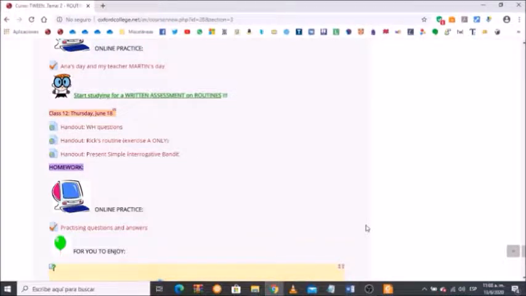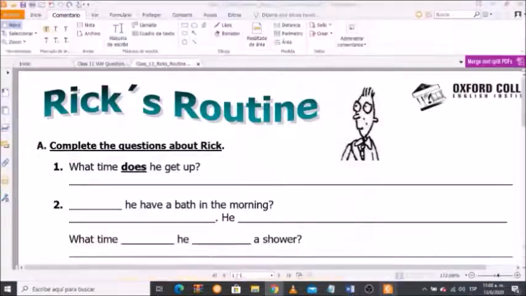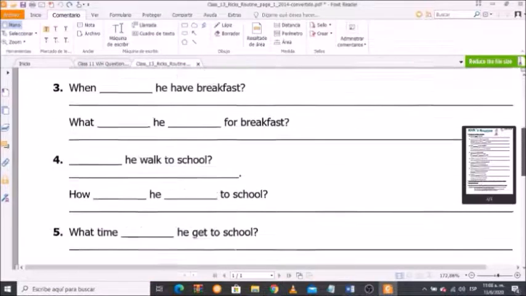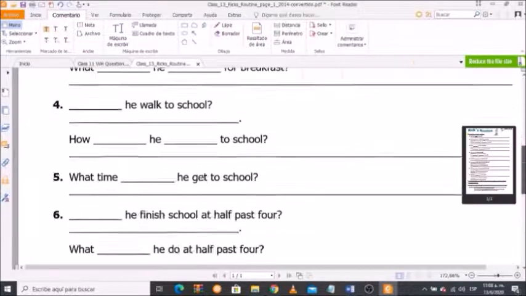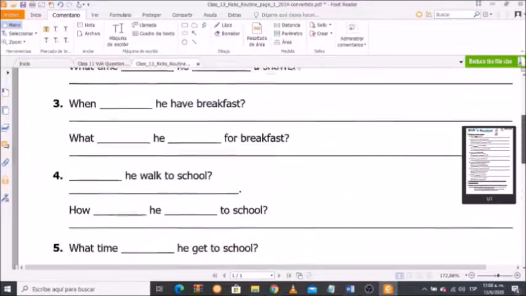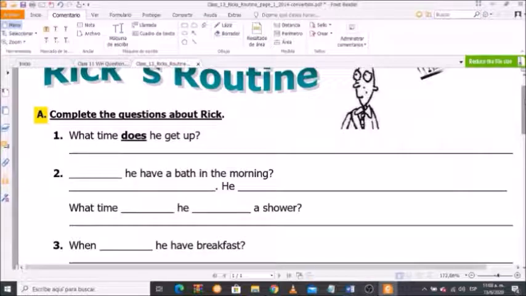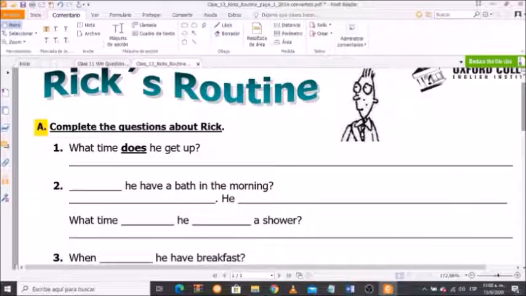Okay? Now we're going to do the handout called Rick's Routine. So let's go there. This is the handout. And pay attention, because we are going to do only exercise A. Presten atención, porque el handout tiene muchos ejercicios, pero solamente por el momento, vamos a hacer el ejercicio A.